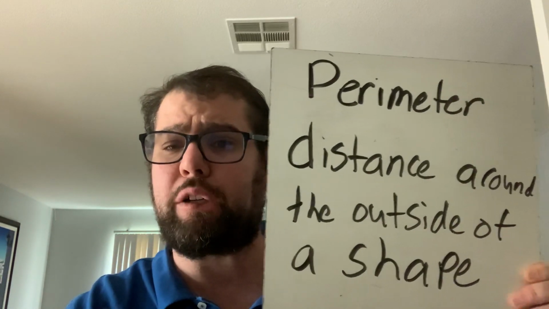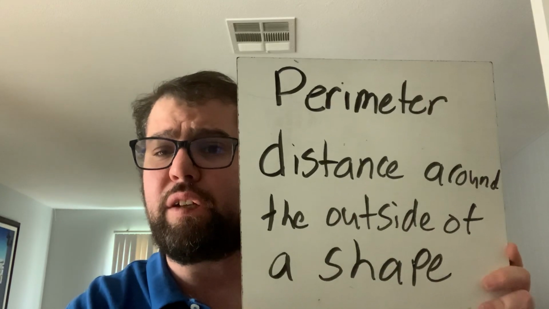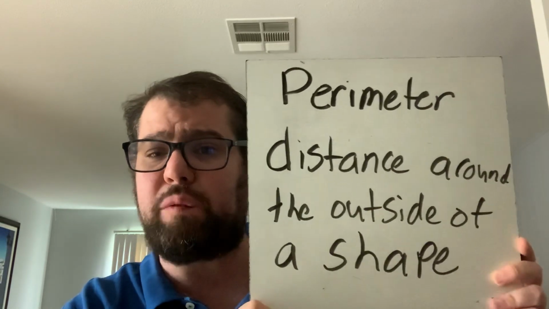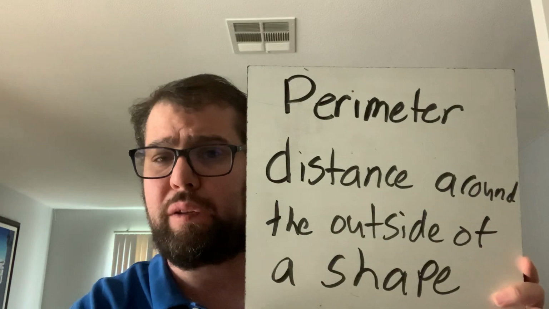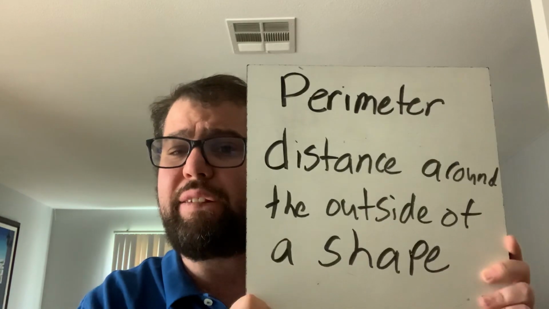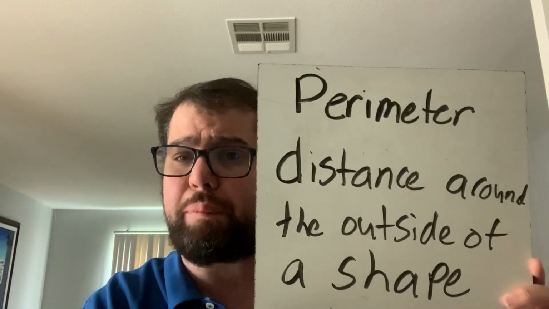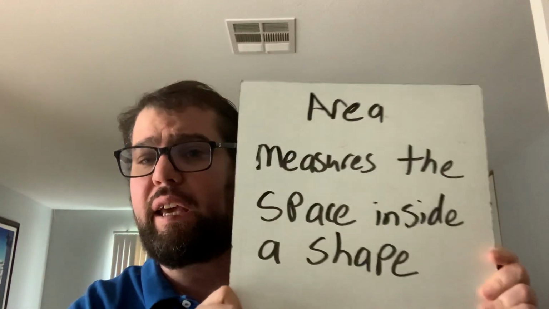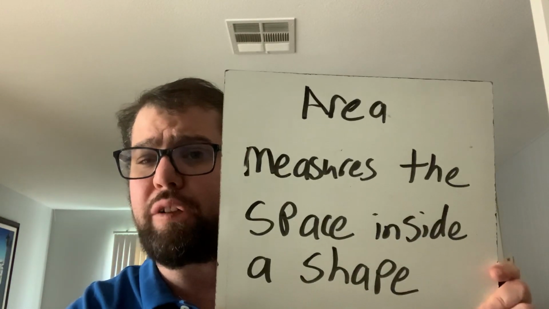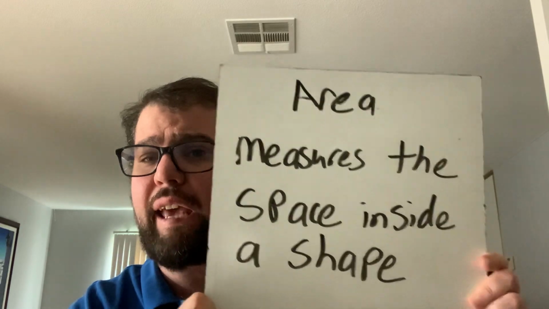The perimeter definition is the distance around the outside of a shape. The other thing we're going to be learning about is the area. The area is the measure of the space inside a shape.